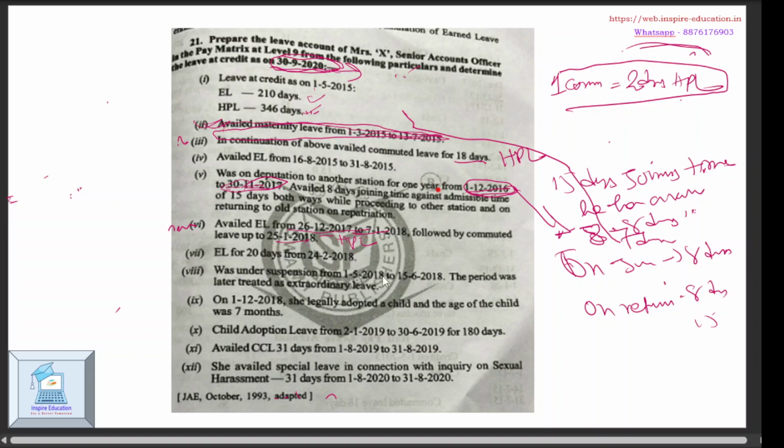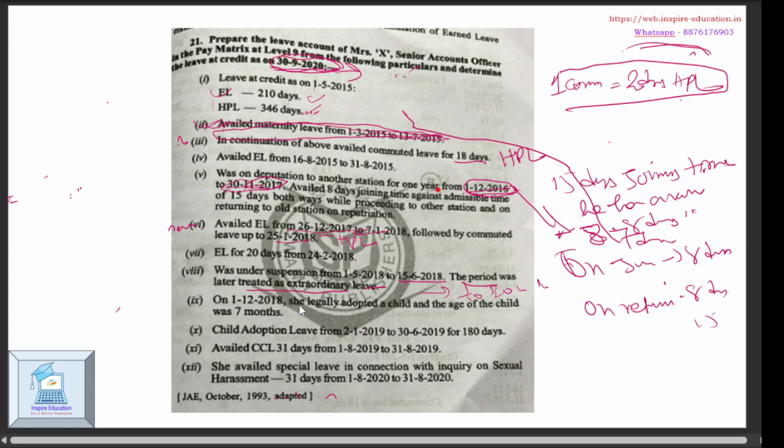Was under suspension from 1/5/2022 to 15/6/2020. The period was later treated as extraordinary. So for extraordinary leave we have seen that 1/10 of EOL taken will have effect on earned leave. Okay, EL. If it said dies non, then it would have effect on both EL and HPL. This we have to remember.